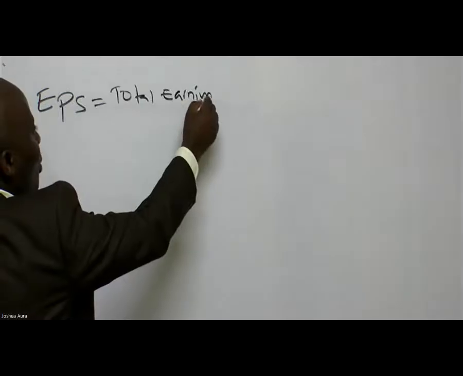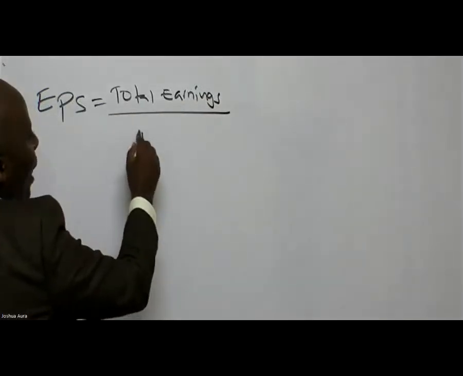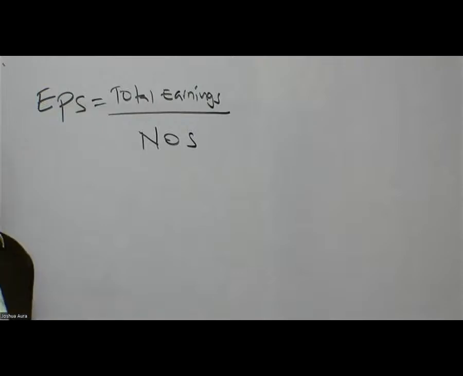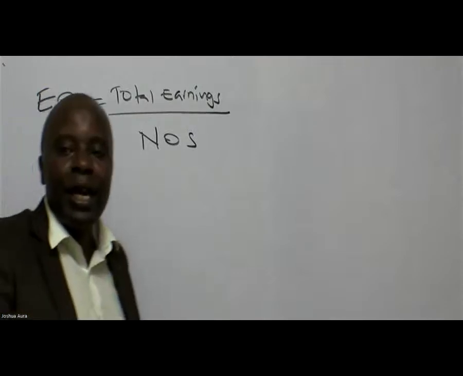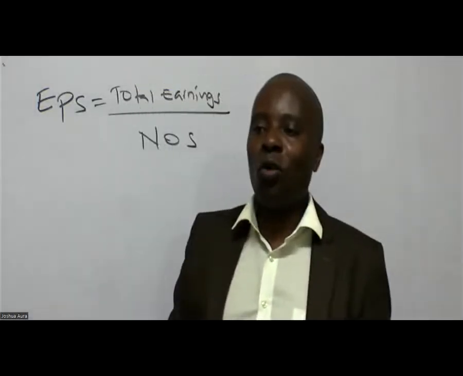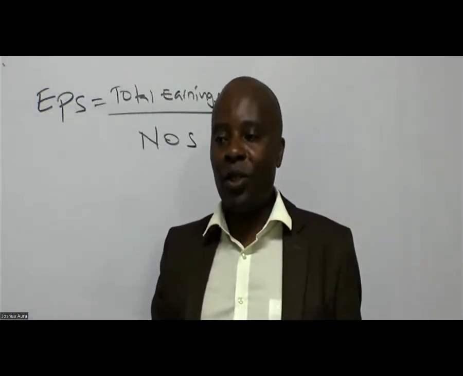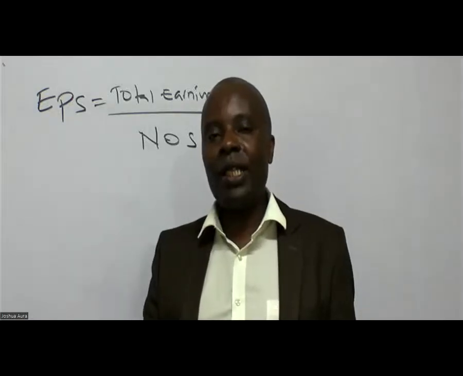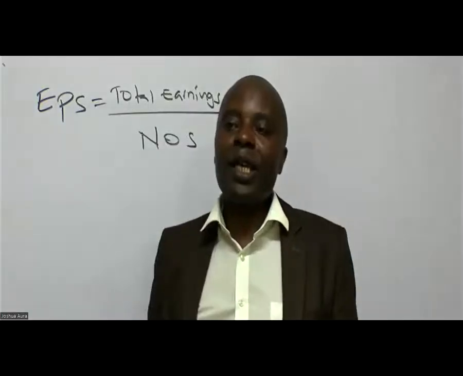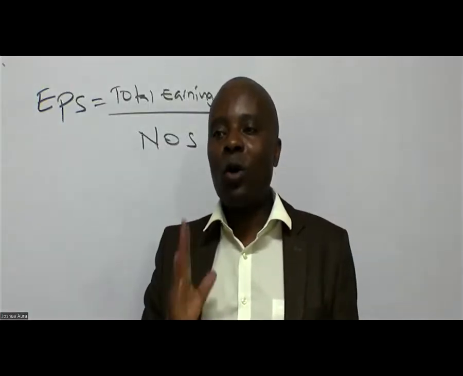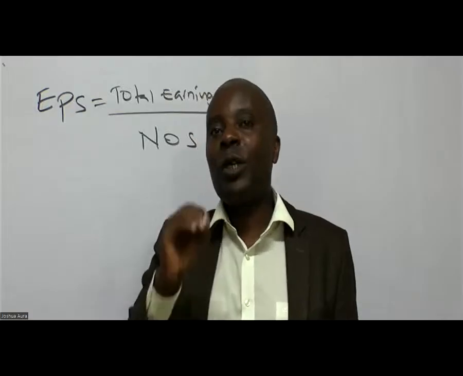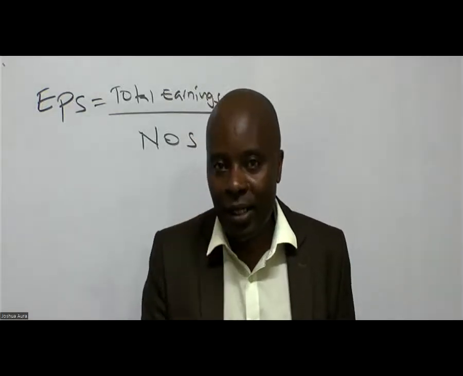Total earnings, all over number of ordinary shares. Please ensure you're writing these things as we progress. Anytime they want us to give them EPS, we shall always work with the total earnings all over number of ordinary shares. But which earnings are we looking at?